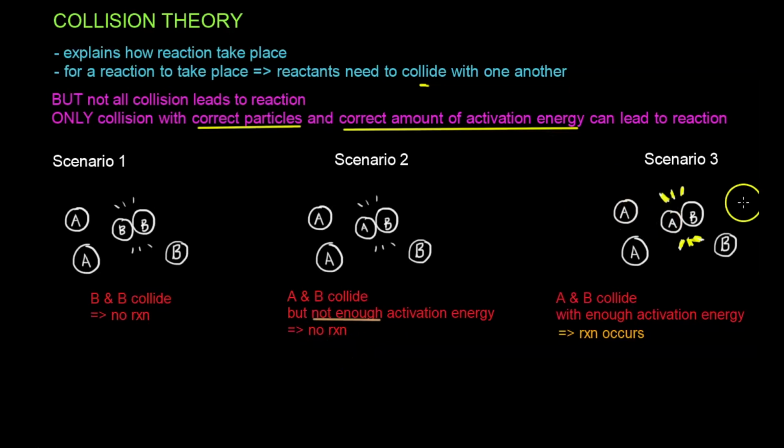Finally, there's this third scenario in which A and B strike each other, they collide, and with enough activation energy, this will result in a reaction occurring. And this is what we want. We want the correct particles, A with B, for example, and the correct amount of activation energy. Cannot be too much or too little. Scenario 3 will be perfect.